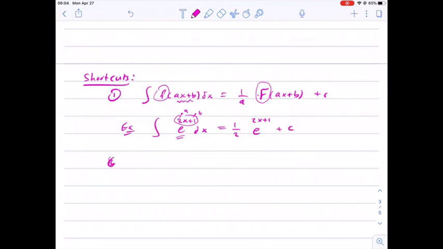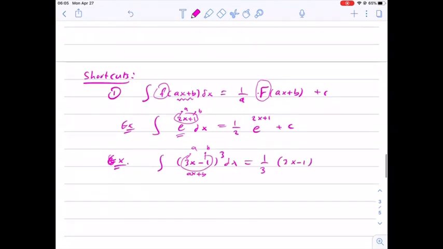Also, if we have another example, the integral of (3x minus 1) to the power 3 dx. So this is ax plus b. This is a constant. This is a linear function. So we can apply this rule. This is a. This is b. B is negative 1 in this case. So 1 over a, 1/3 times the integral of this. The integral of this expression raised to the power 3 is expression raised to power 4 over 4 plus c.